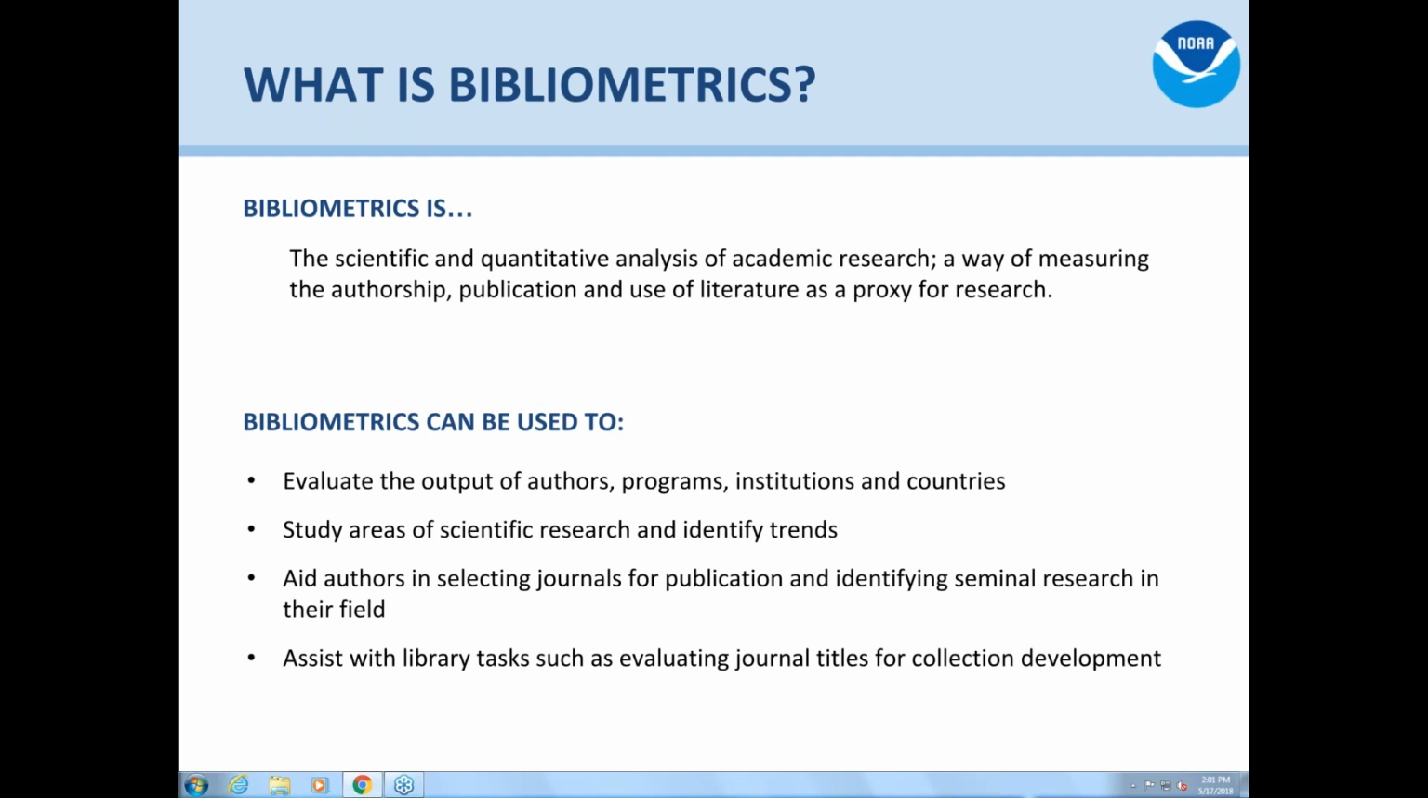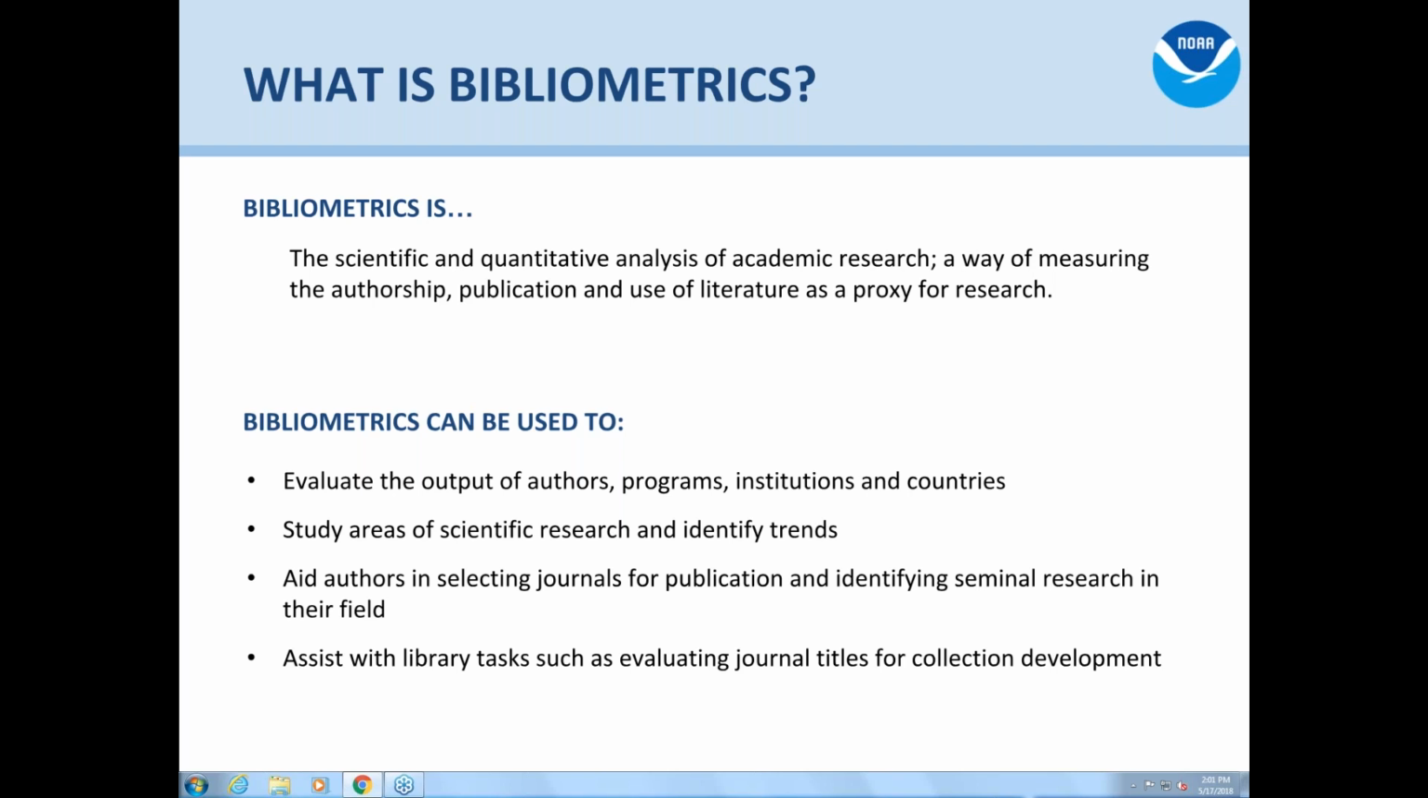Hey everyone, so I'm just going to talk about what bibliometrics is, and then go through some different types of metrics that are common in the profession and that we use in the library. So what is bibliometrics? It's the scientific and quantitative analysis of academic research. Basically, they are metrics that can be used to evaluate program output, identify trends in scientific research, help authors select journals to publish in, and help library staff evaluate journal resources.